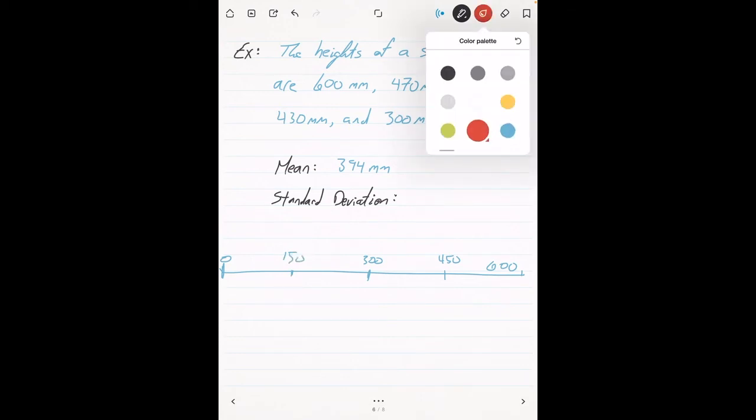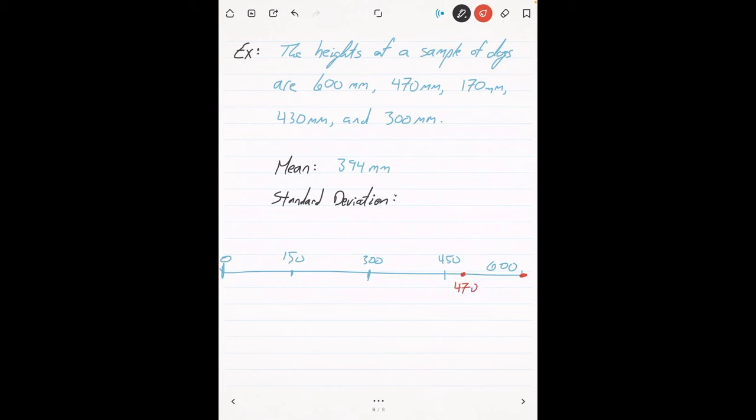So let me mark this in different colors here. Here's the 600. Let's say 470 is right here. Let's say 430 is about right here. And let's see, 170, let's say that's about right here. And we have 300 right here, and 600 right there. I think we're set.